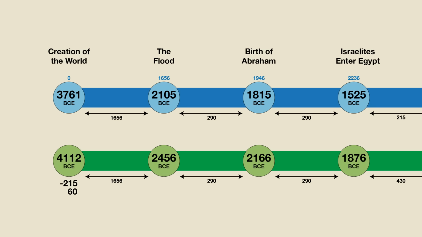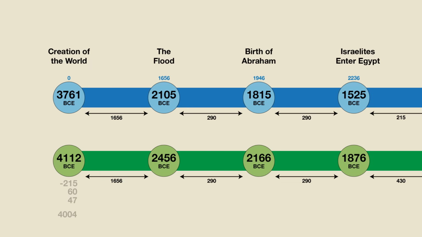Finally, Ussher added an extra 47 years to the First Temple period, based on the documents that historians had at the time. So 4112 minus 215 plus 60 plus 47 equals 4004 BCE, which is the date that Ussher gave for the creation of the world.